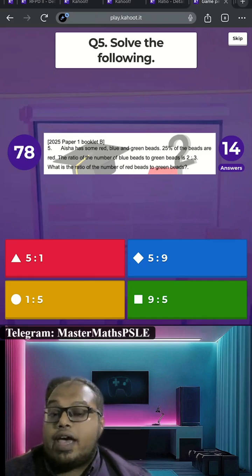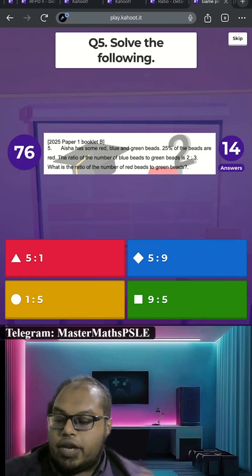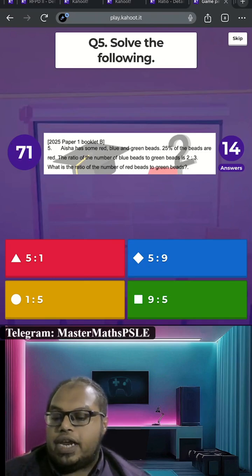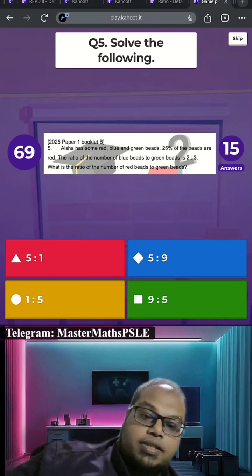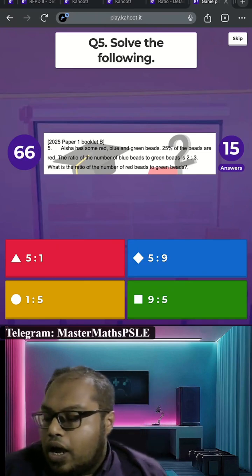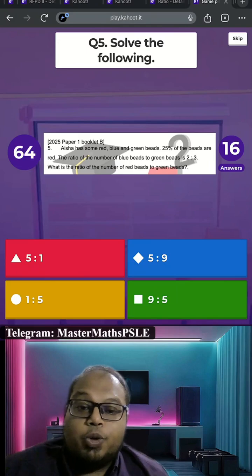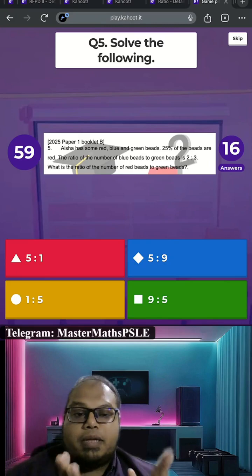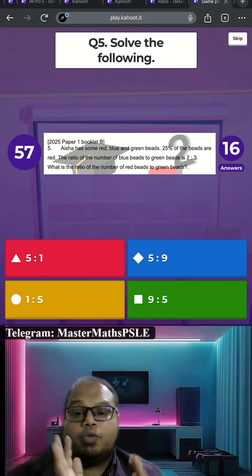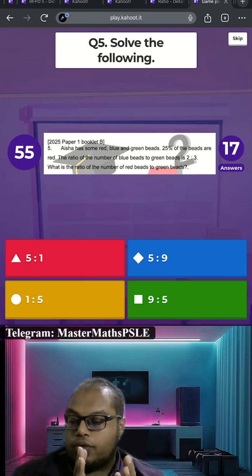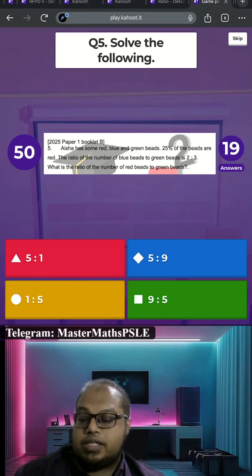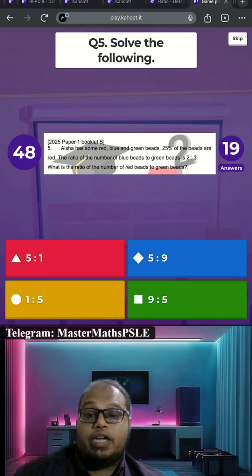Here we have fraction, we have percentage. The percentage of red is given. So what is the percentage for red, blue, and green put together? Then we can use the ratio to split the remaining percentage in the ratio of 2:3. So you'll get the percentage of blue and the percentage of green. By using this, you can calculate the ratio and put it in simplest form.